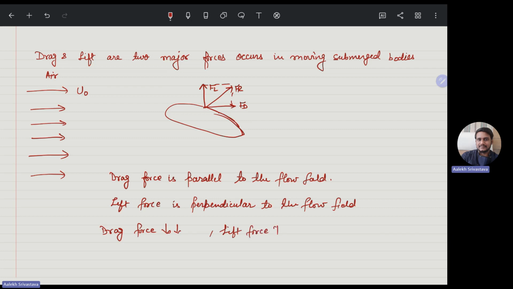Why? Because in the design of an aeroplane, or any body over which flow is happening, the drag force will reduce the momentum because of its surface. And the lift force is important because if you have an aeroplane, you want to produce lift so that it can take off. So it will be this FL.